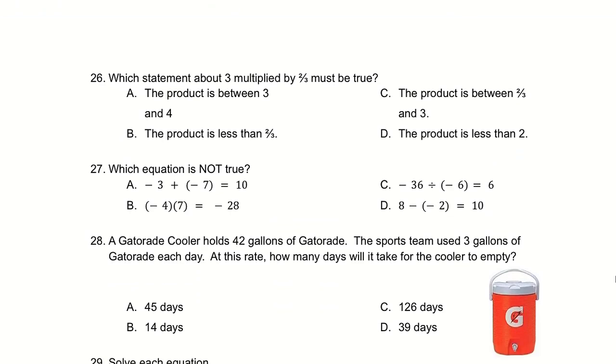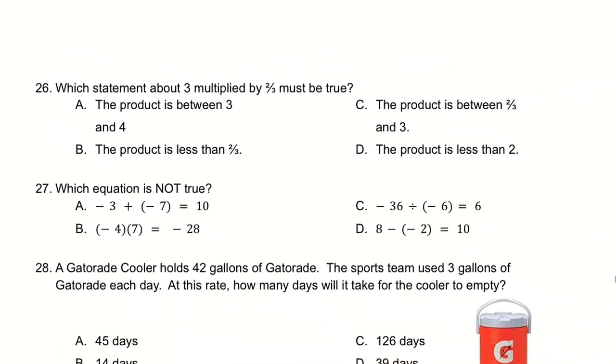Okay, number 26. Which statement about 3 multiplied by 2/3 must be true? So I'm taking 3 and multiplying it by a regular old fraction. A proper fraction means the numerator is smaller than the denominator, so I know my number must be getting smaller. If I multiply by an improper fraction, where the numerator is bigger than the denominator, then my number is getting bigger. So I can go ahead and mark out some of these answers.